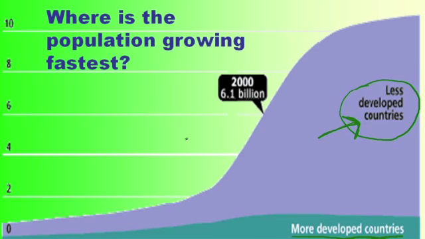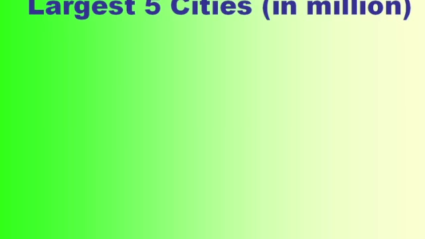And the death rate is higher in less developed countries. So they're going to have lots of kids, because a lot of times they expect to have some of their children die at an early age.